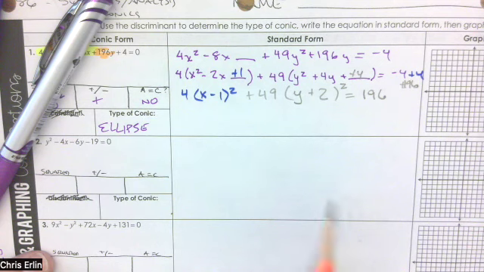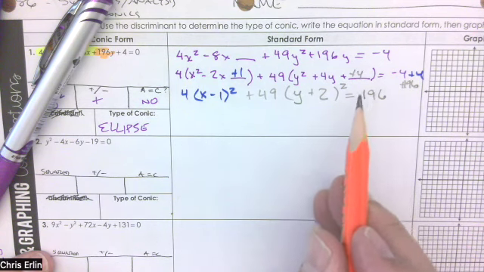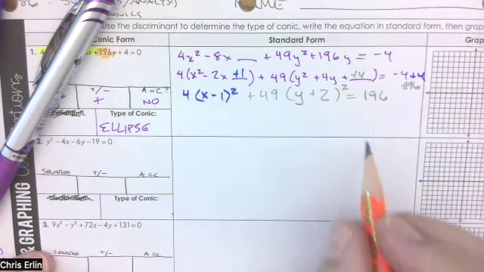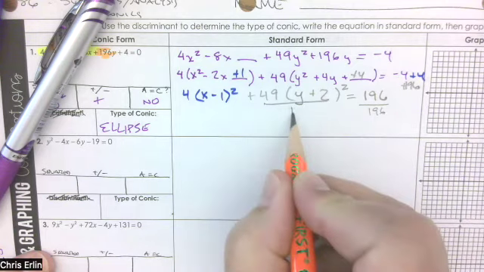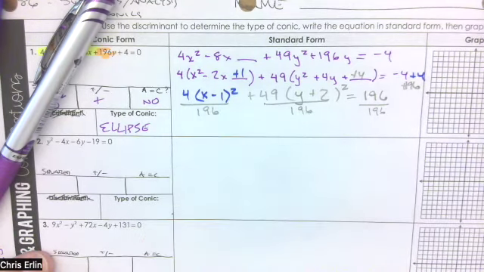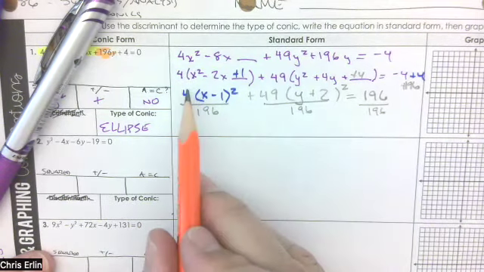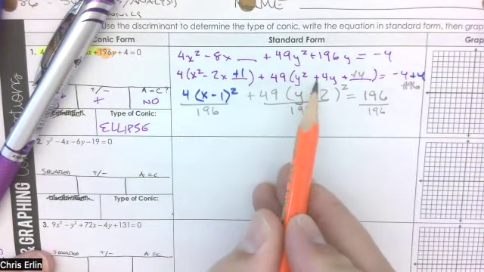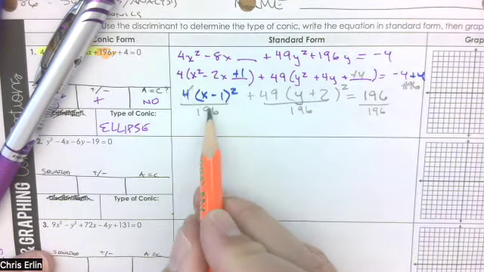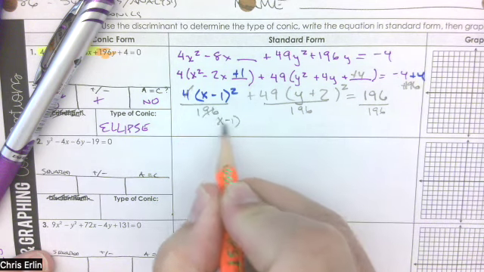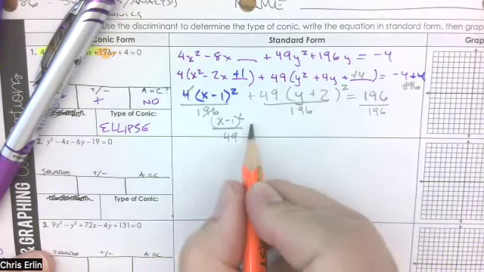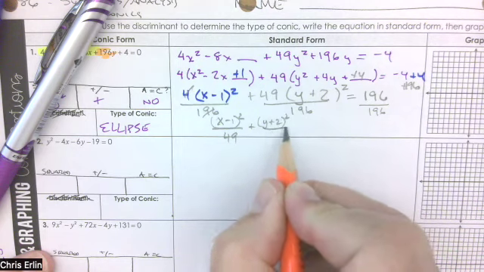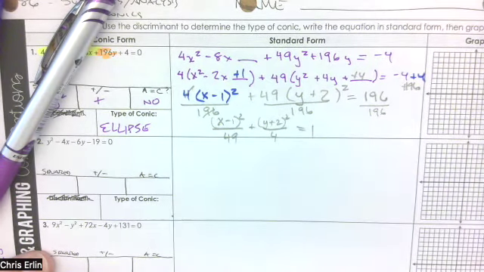And I'm almost there. But the hyperbola and the ellipse both have a 1 here instead of a 196. So what do I need to divide this whole thing by? 196. When I do this, most times it works out nicely like this. You'll find that the 4 goes into 196. 196 is actually 49 times 4. And so when I divide this 4 out of this, I end up with x minus 1 squared over 49, a nice perfect square. Plus the 49 divides out, leaving a 4 on the bottom. So there's my equation.